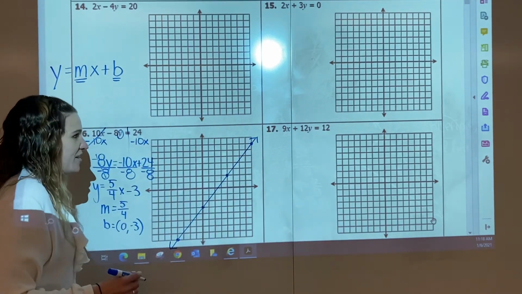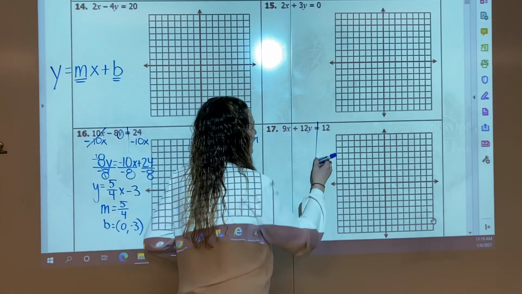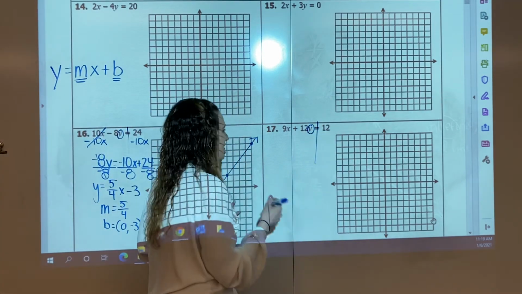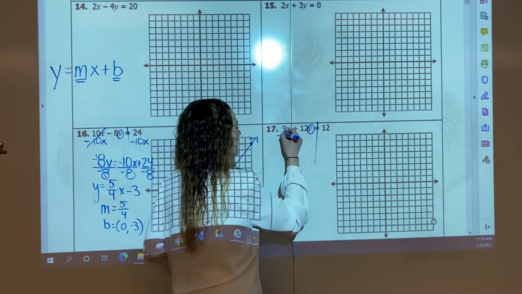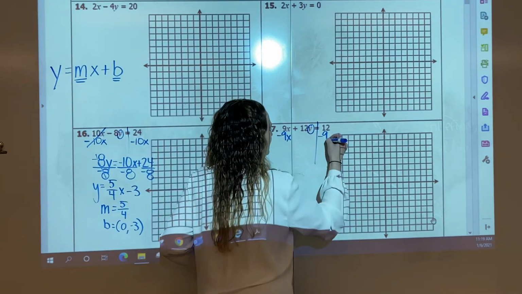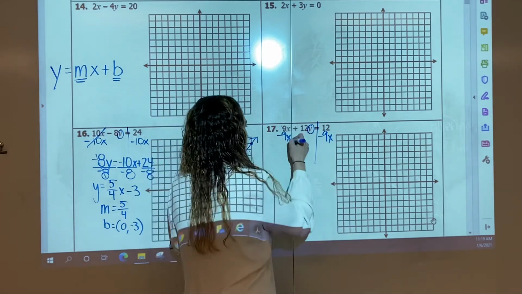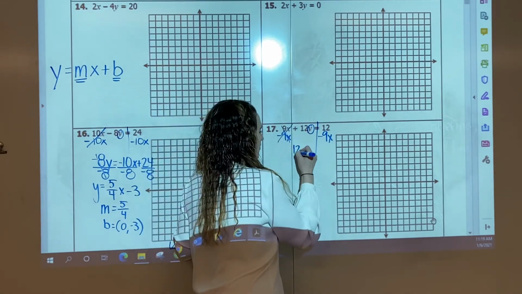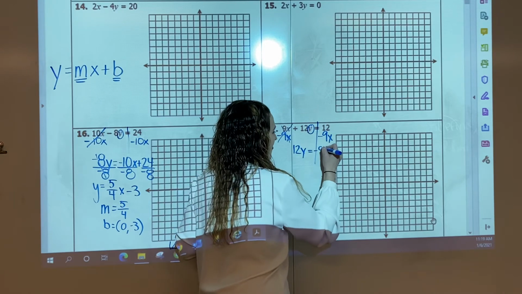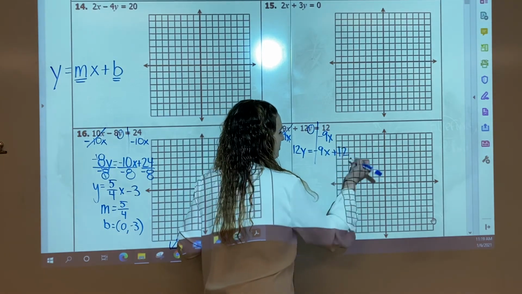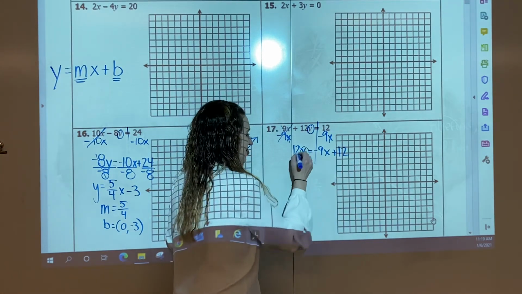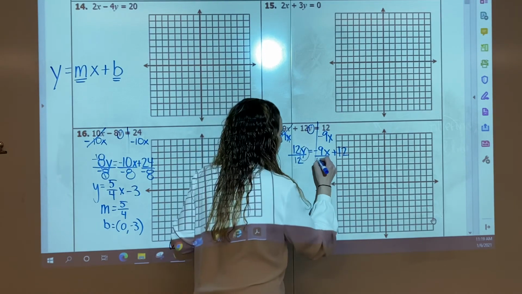Alrighty, last one. Draw your line. Circle your y. Just like all the other ones, we're going to get rid of that x term first by subtracting it on both sides. They aren't like terms, that's why I'm not subtracting them from each other. Then I bring down my 12y equals negative 9x plus 12. Next, I need to get this y by itself. I need to divide by 12.